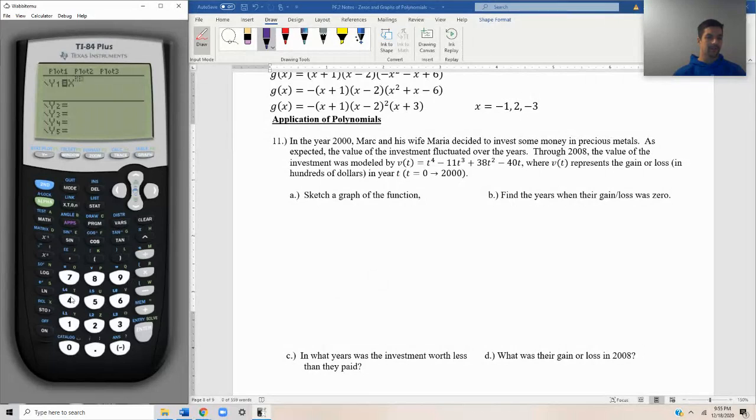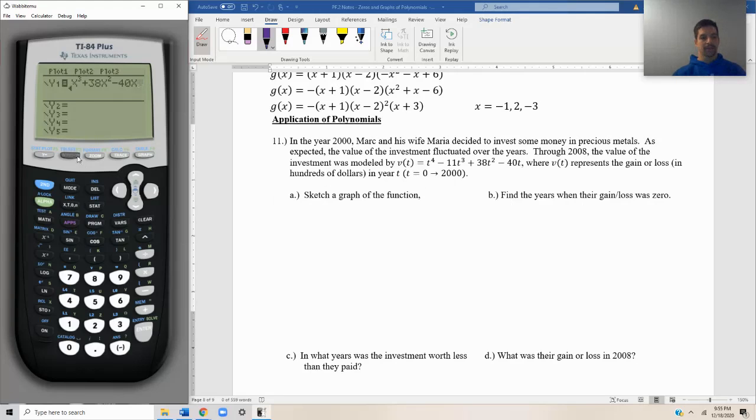So this would be x to the 4th minus 11x to the 3rd plus 38x squared minus 40x. Boy, cannot type in anything correctly right now. And I'm going to graph this.